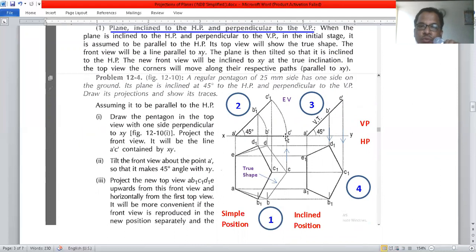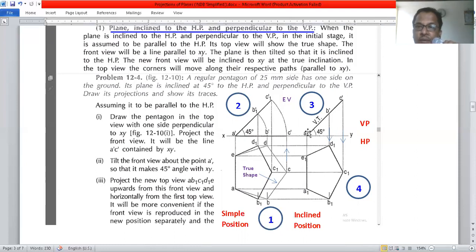Now this is again the edge view. So this is the true shape: A, B, C, D, E is the true shape of the pentagon, and A dash, B dash, C dash, D dash, E dash is the edge view. Now this edge view is parallel to the reference line. Now what is given? The plane is inclined at 45 degrees to HP. This plane is parallel to the reference line here. But the plane is given as inclined at 45 degrees, meaning the entire edge of this plane is inclined. Now this edge is already available.